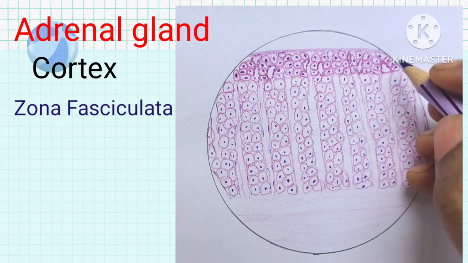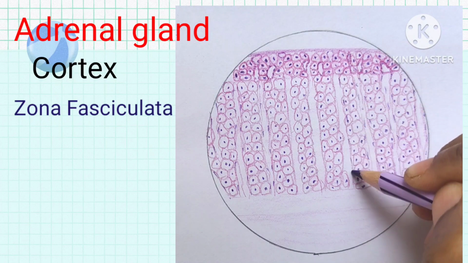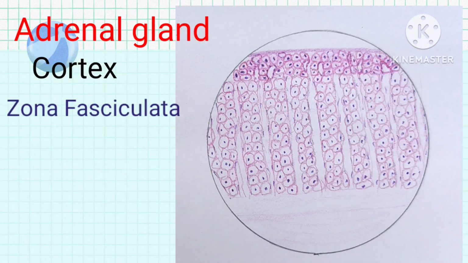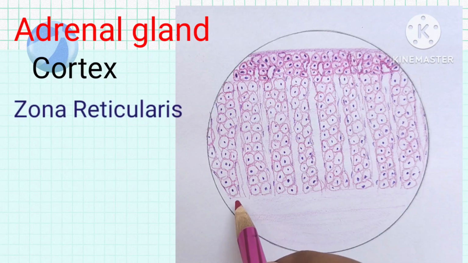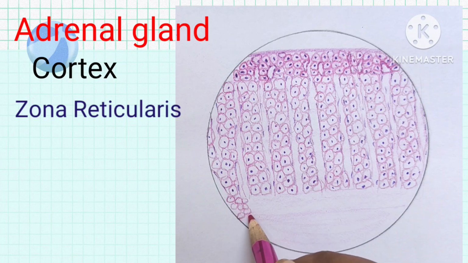The next layer is zona reticularis. As the name itself says, reticulate network. The cells are arranged in a network pattern and it constitutes around 5 to 7% of the thickness of the cortex. So the thickness should be very small compared to the zona glomerulosa.